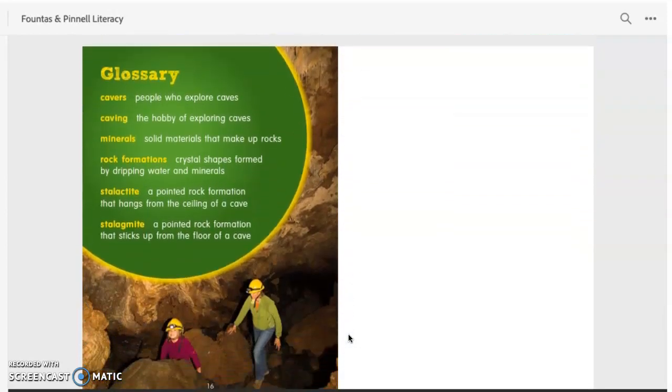Now, this is the end of our book, and as you can see, there is a glossary. A glossary, like I said before, is like a dictionary. It will tell you the definition of words that you see in the book. Cavers, if you don't know what cavers are, or caving, minerals, rock formations, stalactite and stalagmite. It'll give you the definitions of those words that are in the book.